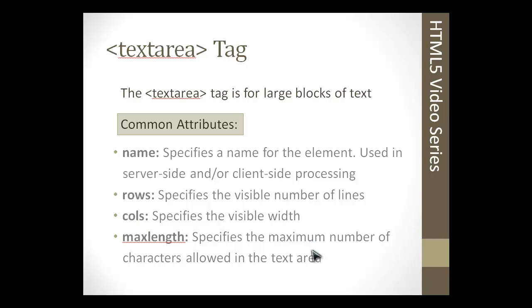number of vertical columns. Now we have the maxlength attribute, which would specify the maximum number of characters allowed in the text area. This is just like the max attribute for the input tag that we just talked about. So those are the basic attributes for the text area tag.